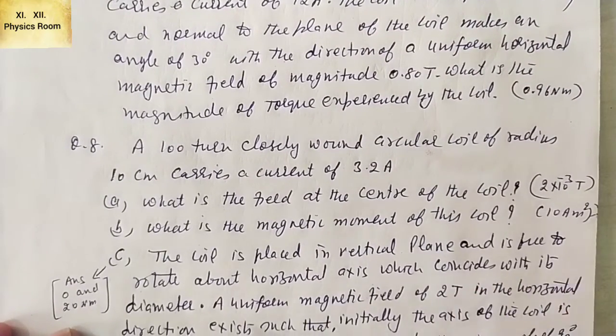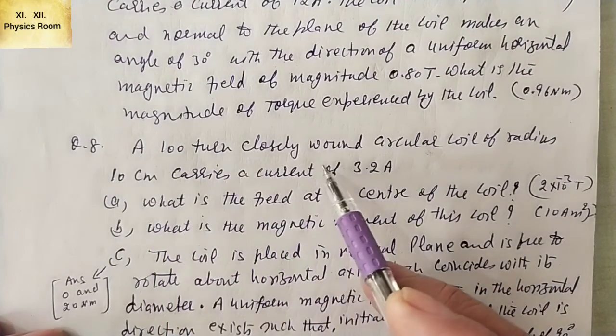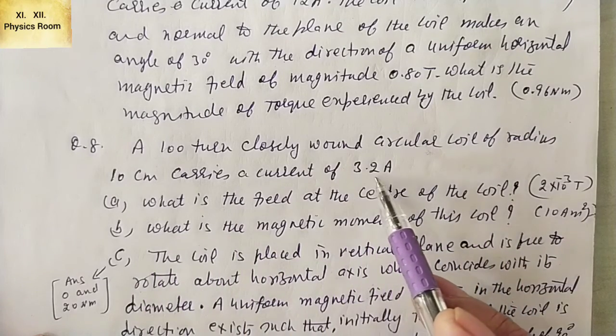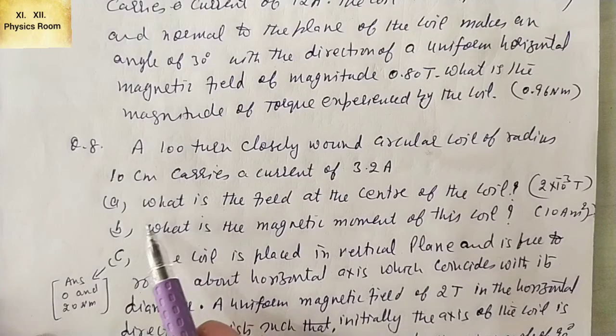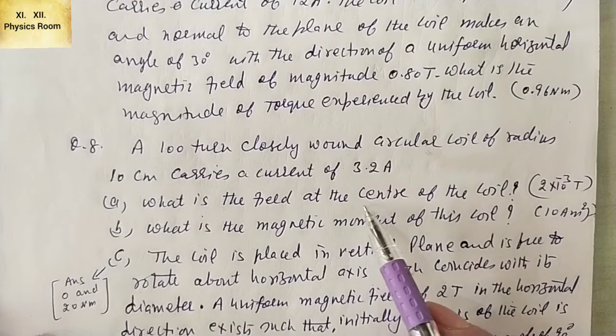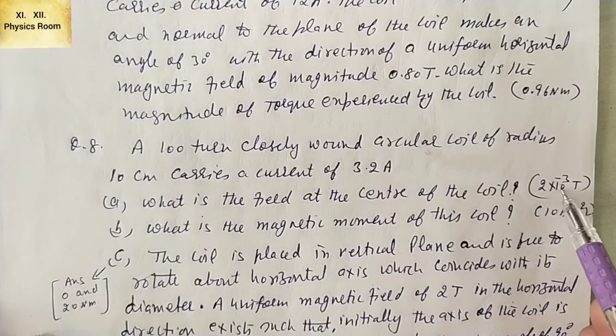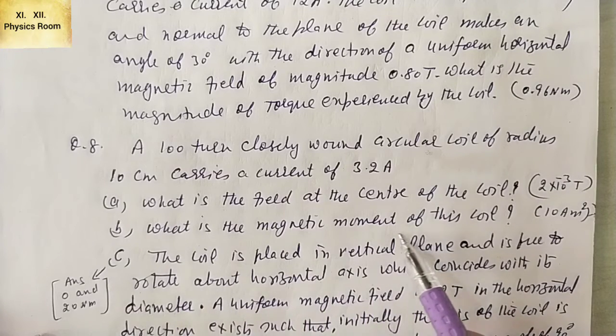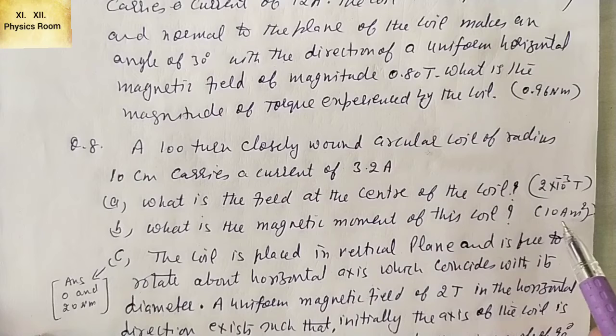Now question number 8. A 100 turns closely wound circular coil of radius 10 cm carries a current of 3.2 amperes. A part: what is the field at the center of the coil? This is the field, answer. B part: what is the magnetic moment of the coil? So this will be the magnetic moment of the coil.